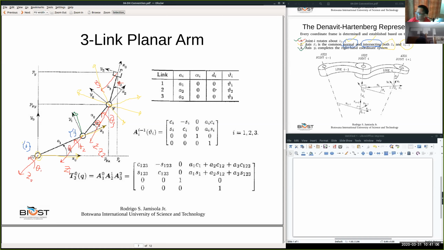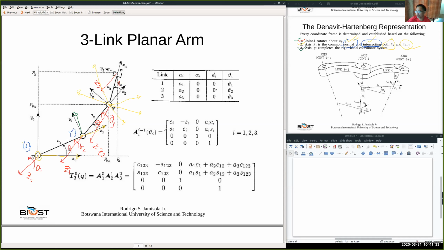But then what about normal and intersecting to Z1? Because we satisfy this also. So all of them are normal to Z1. Yes, we can choose all these X2s to be normal to Z1. You can choose this to be our X2 because they're also normal to Z1, which is a requirement that we need to satisfy.